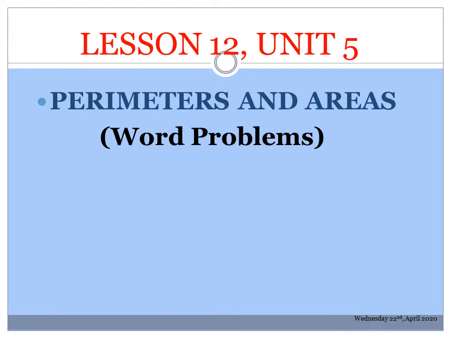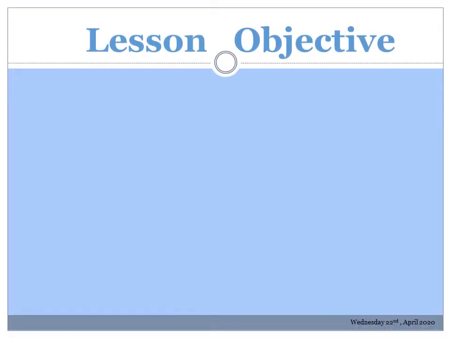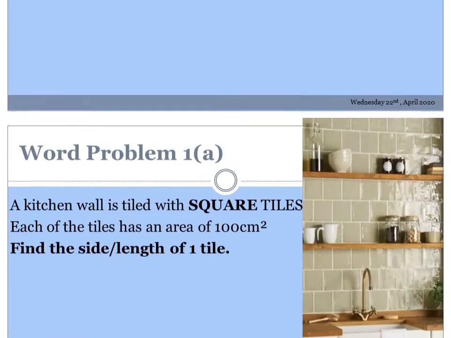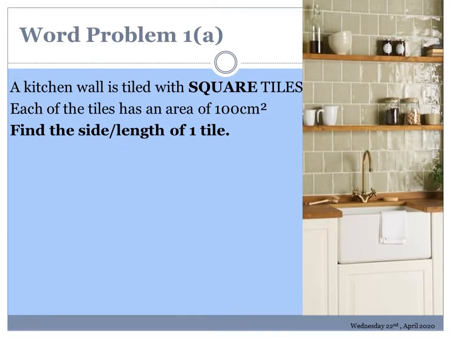We've done everything about perimeters and areas, rectangles, squares, and we've looked at compound shapes as well. But today, let's look at some real life scenarios and see if we can calculate perimeters and areas using real life situations. Our lesson objective is to be able to calculate areas and perimeters using real life examples. So let's get to the first question.